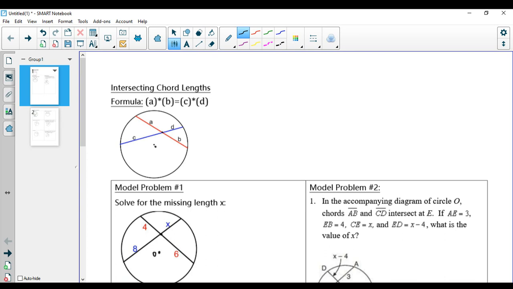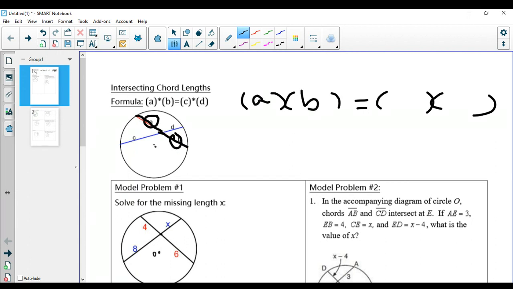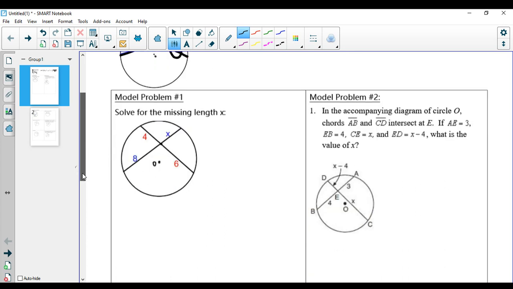So the formula is you're going to take the lengths on the same line and multiply them. I like to just set up my parentheses, and the ones on the same line, so A and B are on the same line, and then C and D are on the same line. Those are the ones you're multiplying. So let's look at a model example. Set up your parentheses.